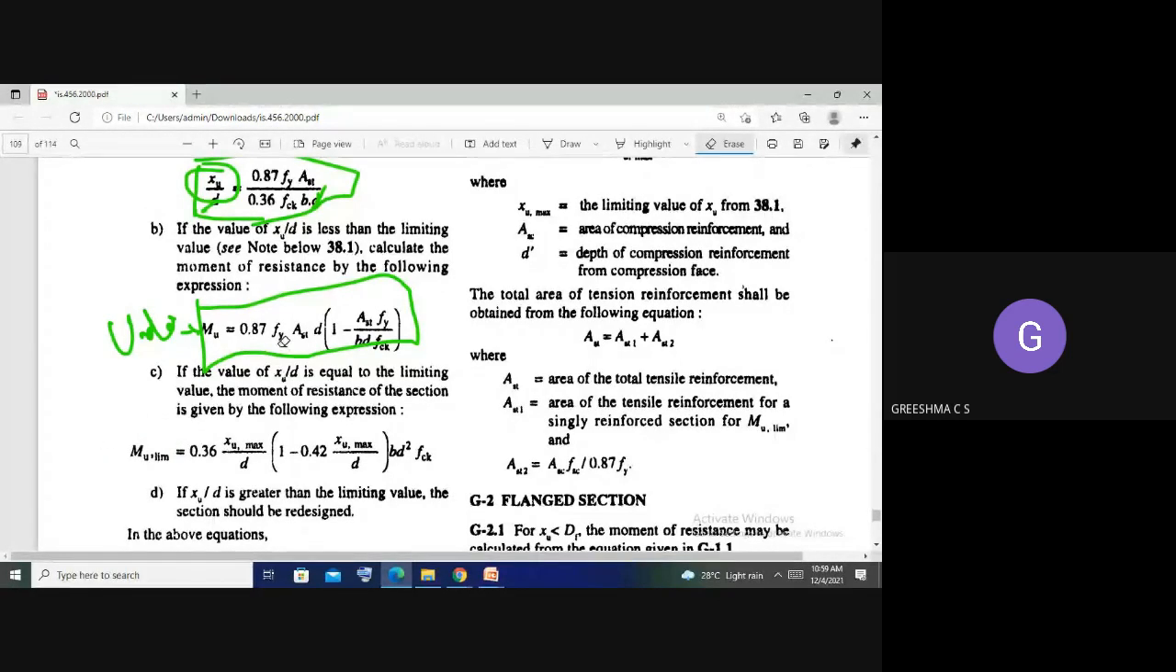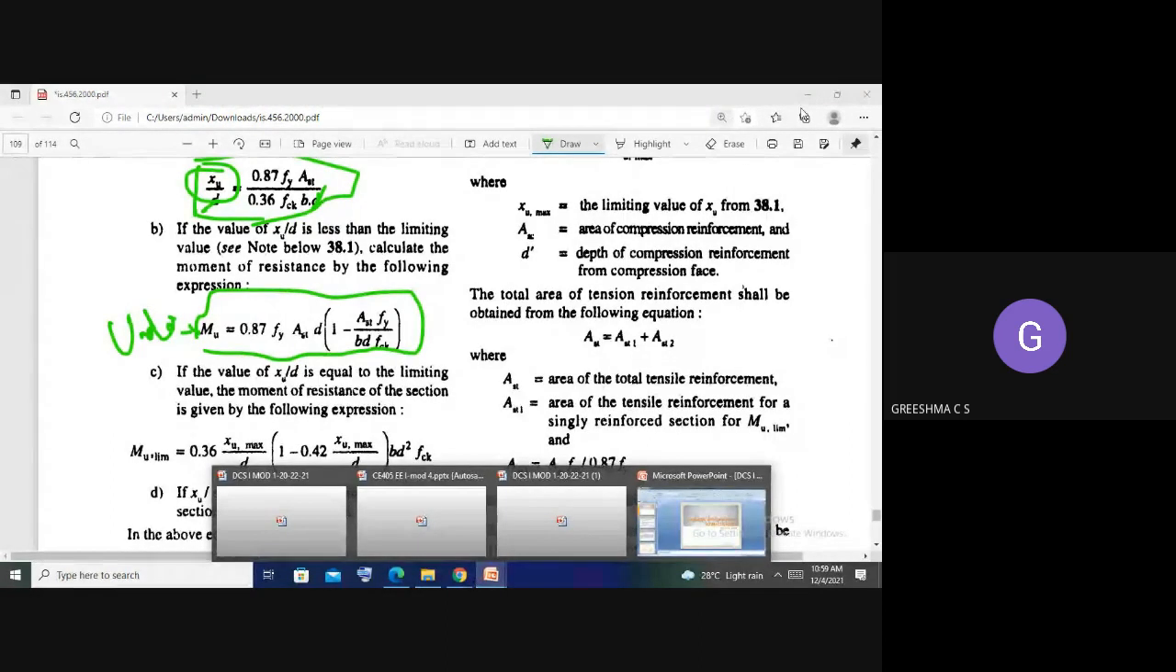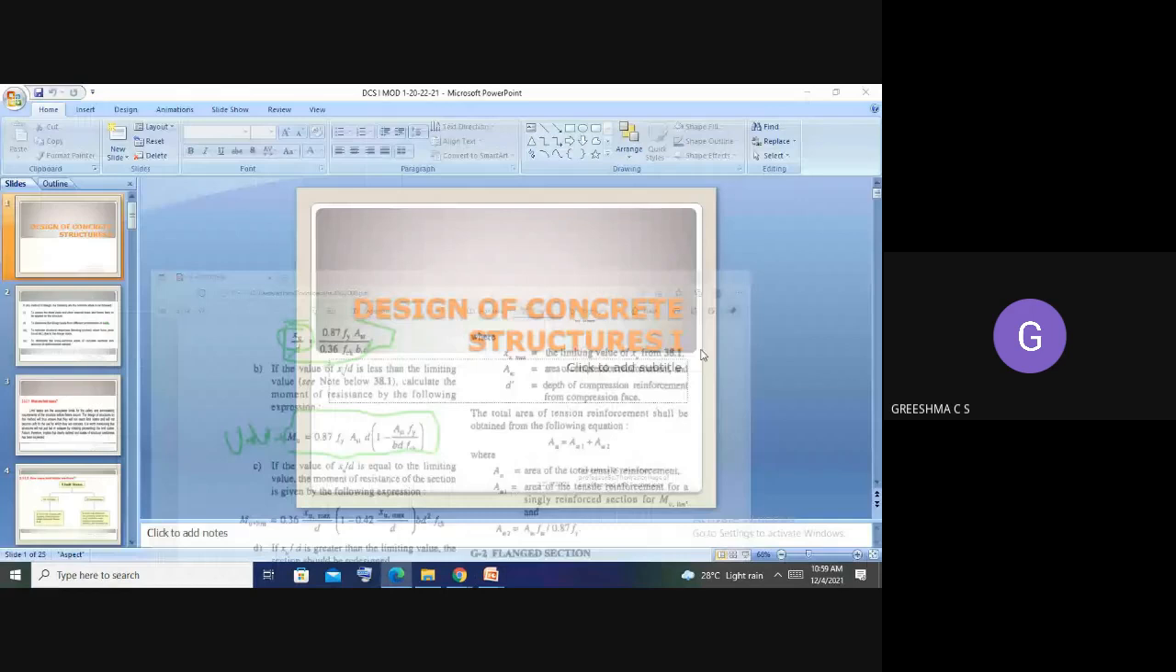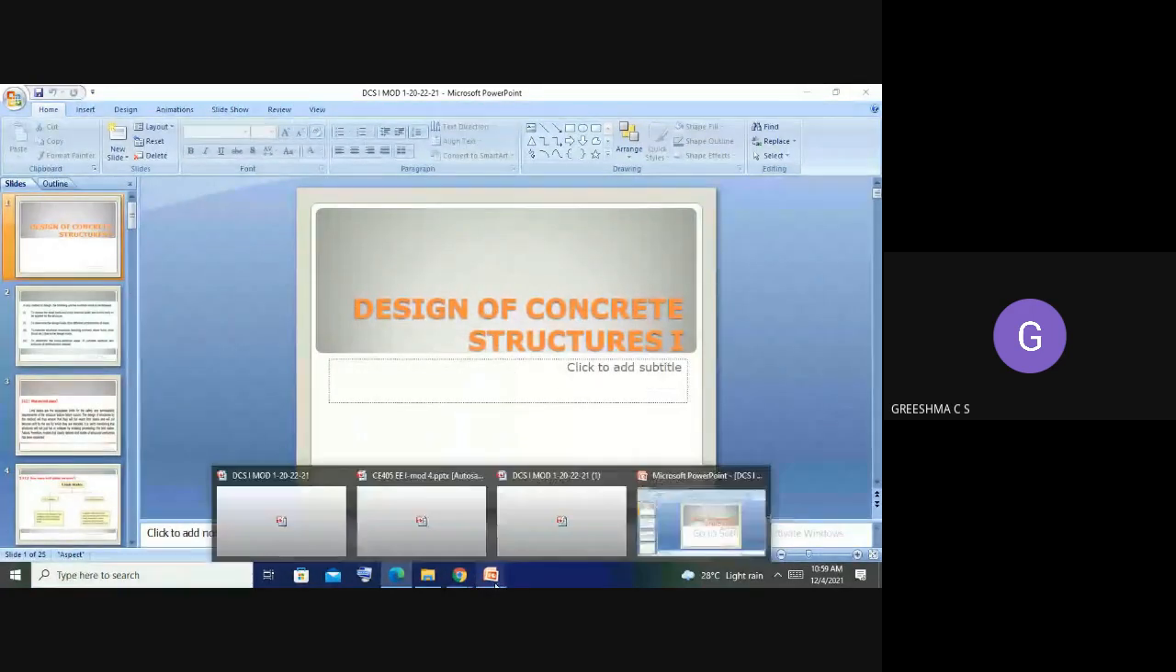You don't have to think too much. You can directly take this value. Ours is this value. So write down this equation: M is equal to 0.87 fy AST d into 1 minus AST fy by b d fck. Here all the values are there. Substitute and find out the value.